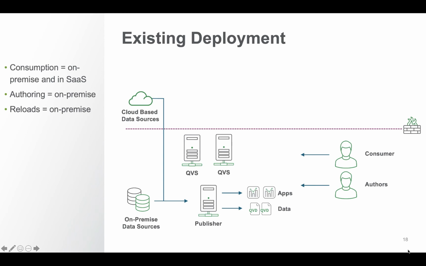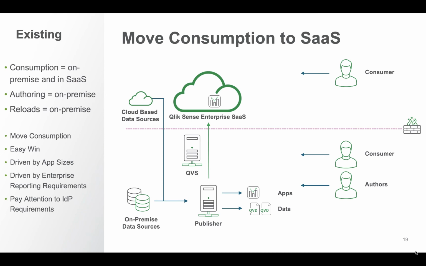A common QlikView deployment looks a little bit like this, where there's one or more publishers and there's one or more QlikView servers, and the publisher is querying your on-premise data sources and sometimes even cloud-based data sources. And it's producing applications, but it's also producing QVD data that supply those applications. And then of course your consumers and your authors are all on-premise. And we've discussed the fact that the introduction of the SaaS environment means that publisher now has a new place to land your applications and therefore offload some of your consumption.